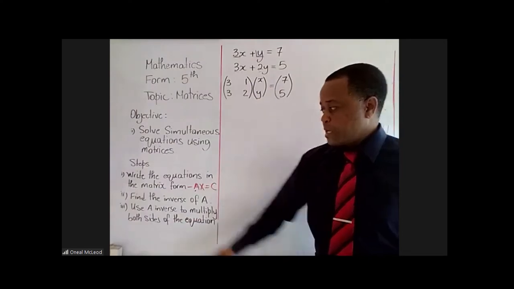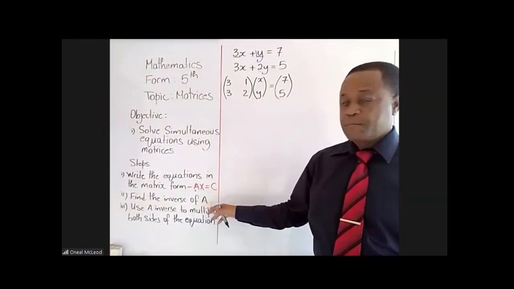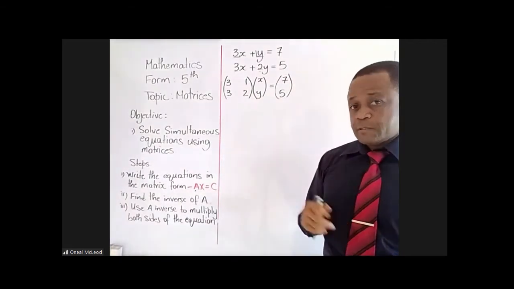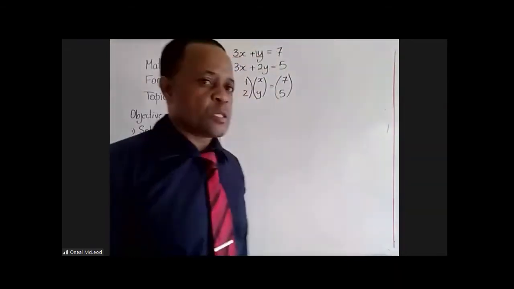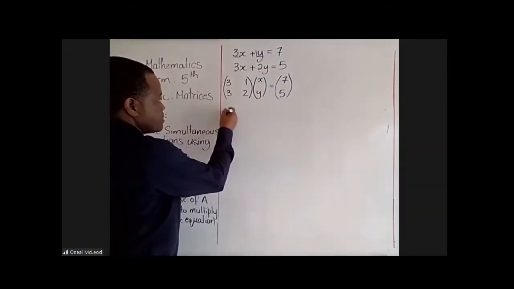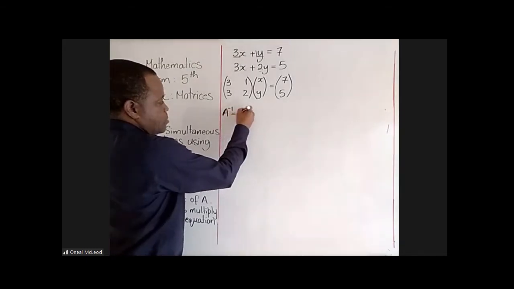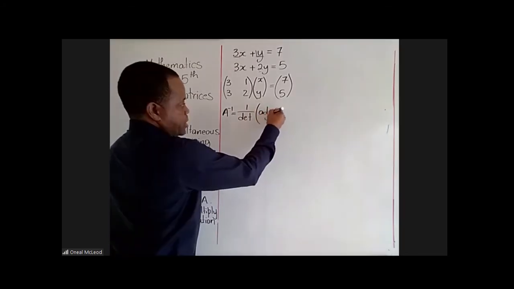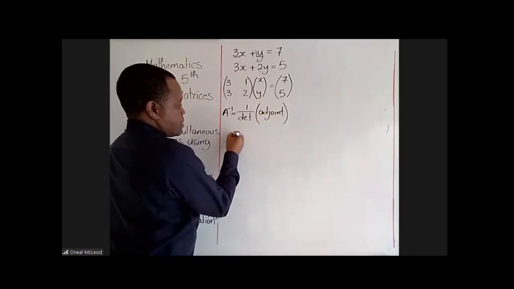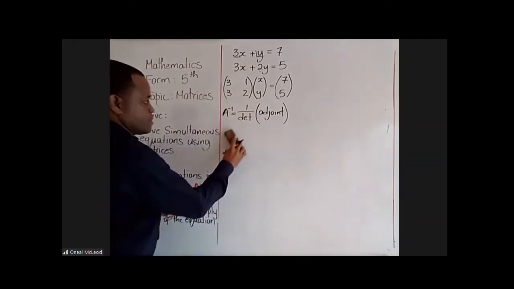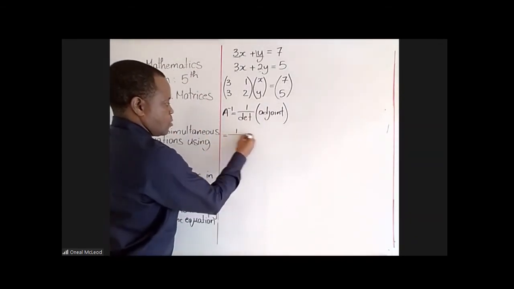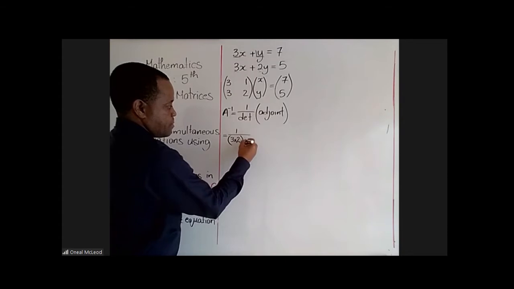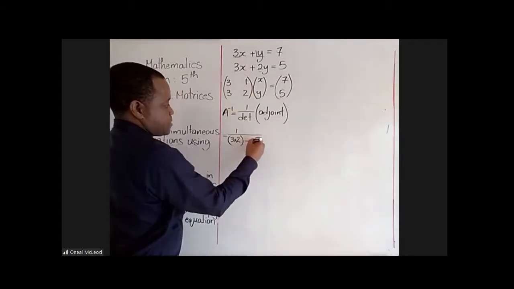Now, how do we go about solving? We're going to move to step 2. It says find the inverse of A. Because I know you're very good at this now, we're going to find the inverse here. So A inverse is equal to 1 over the determinant times the adjoint. Now, let's work that out. So this becomes 1 over 3 times 2 minus 1 times 3.